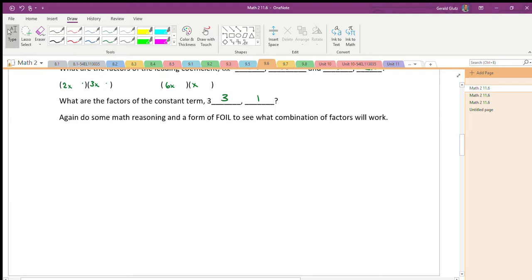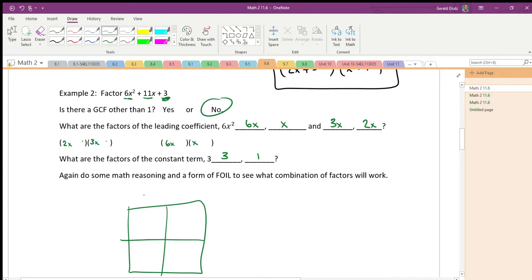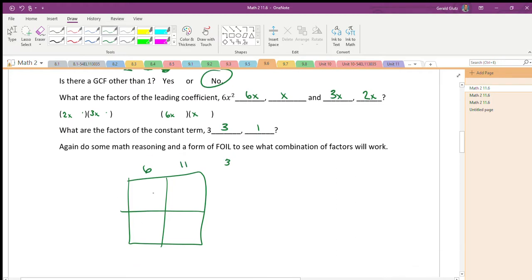So I'm going to use the box again. If you don't like the box, you don't have to use it. So A is 6, so 6 is going to go in the first slot. B goes on the outside. C goes in the second slot. So I need to figure out 2 numbers that multiply to equal 6. So this is kind of where we guess and check. So I'm going to try 3 and 2.